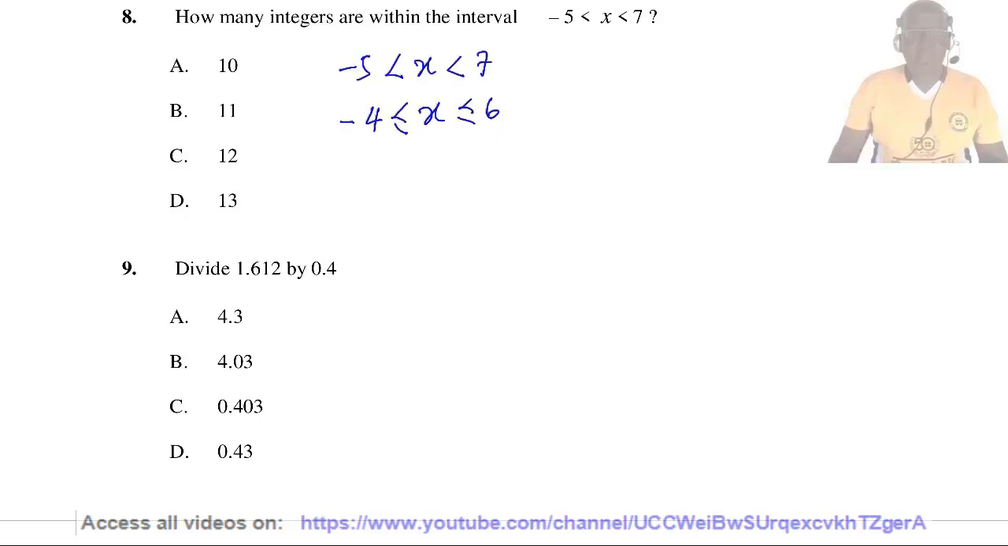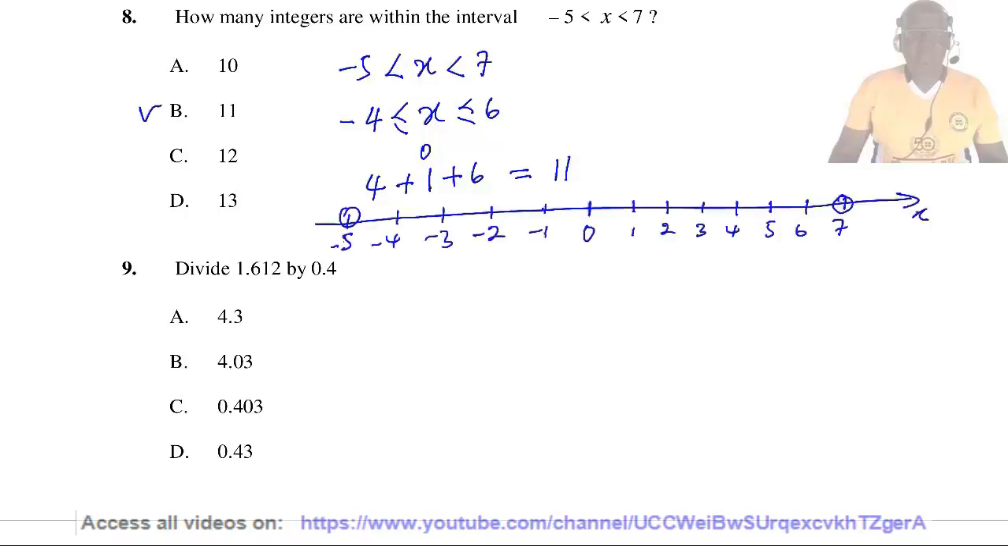Now 0 is one integer within the range, so I'll write 1 for 0. To the left of 0 we've got 4 integers, that is plus 4, and to the right of 0 we've got 6 integers, plus 6. So the total will be 11. So in all, there are 11 integers. So the answer is B. We shall illustrate this with a number line. From this, the integers are 11 in number.